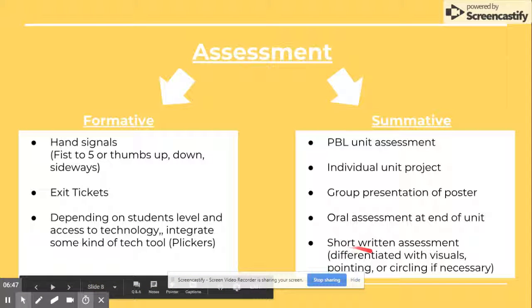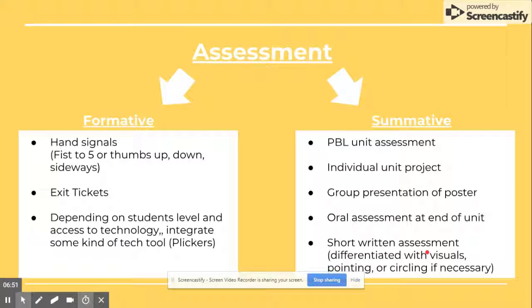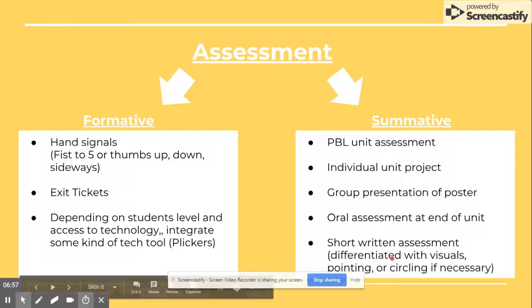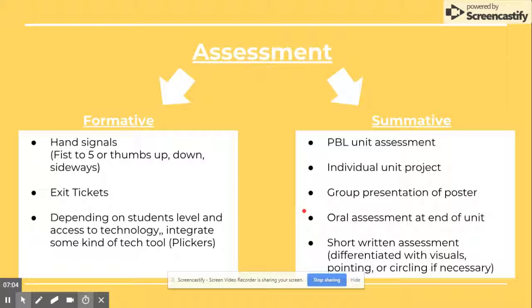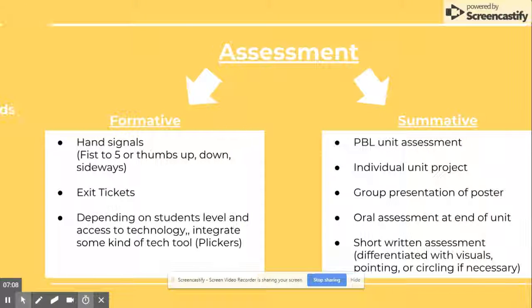And possibly a short written assessment, but that's something that I would really have to differentiate for the students because not all of them would be able to do it. So maybe it would be oral or something with pointing or circling, something like that, which would be maybe different for each tier. And that's all.